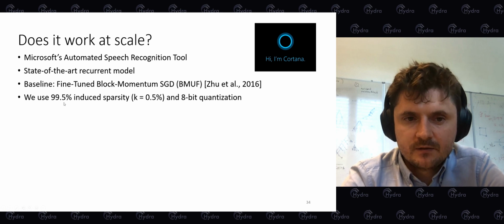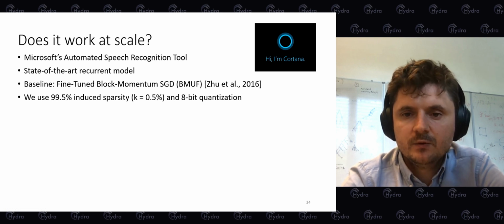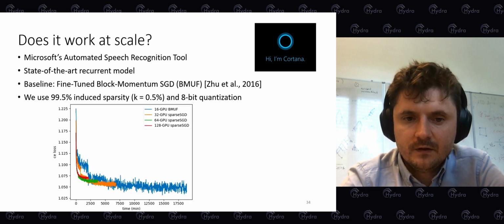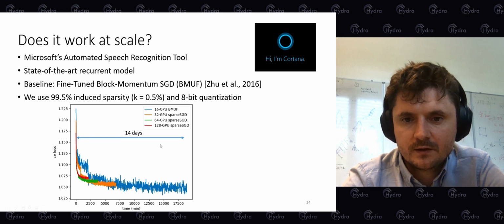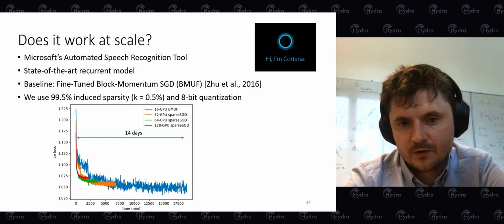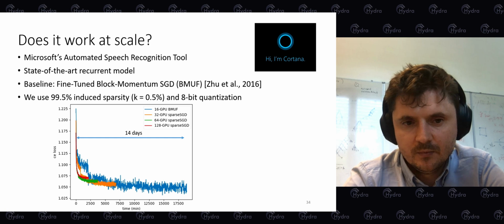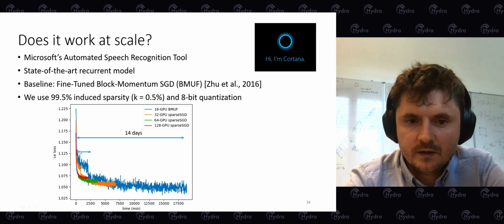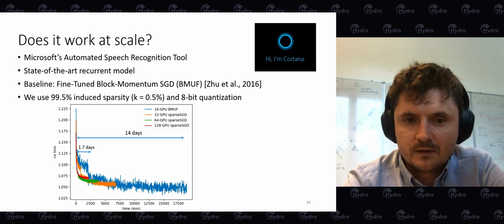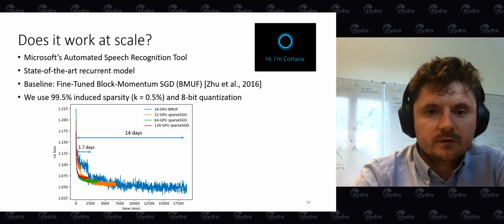We use a similar setup as for the academic example I gave before: we sparsify the vector to less than 0.5% of its density, and we use 8-bit quantization. For their baseline, it took about 14 days to train their model end-to-end on 16 GPUs with their very fine-tuned baseline. This was the maximum number of nodes at which they were able to make it converge. If they had more GPUs they weren't able to use them, because the model would diverge. With compression we were able to use more GPUs, going up to 128 GPUs, and reduce the training time to 1.7 days. That's a fairly significant improvement of about 7x.